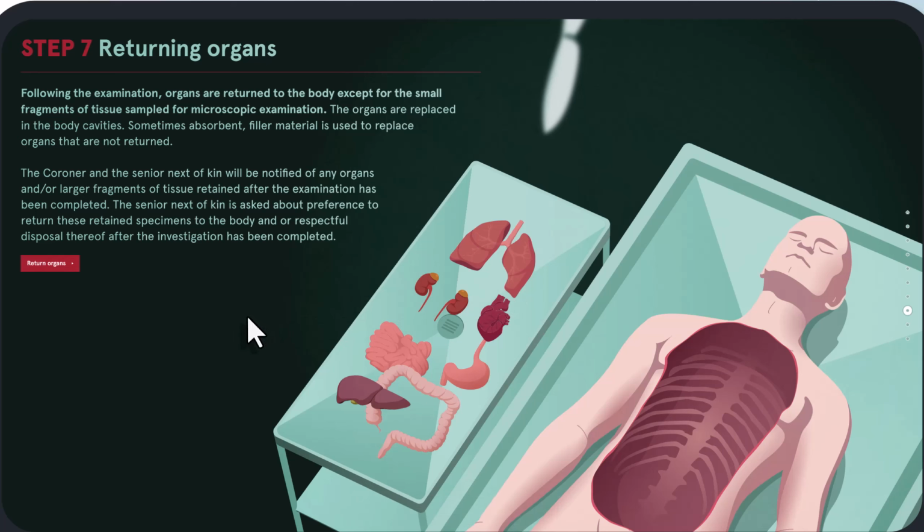Returning the organs. Following the examination, organs are returned to the body except for the small fragments of tissue sampled for microscopic examination. The organs are replaced in the body cavities. Sometimes absorbent filler material is used to replace organs that are not returned. The coroner and the senior next of kin will be notified of any organs and/or larger fragments of tissue retained after the examination has been completed. The senior next of kin is asked about preference to return these retained specimens to the body and/or respectful disposal thereof after the investigation has been completed.